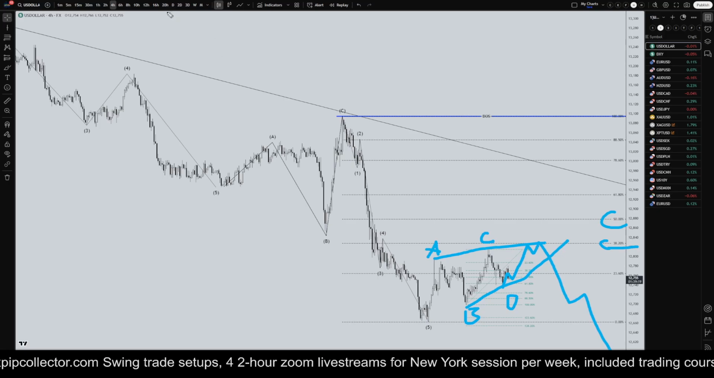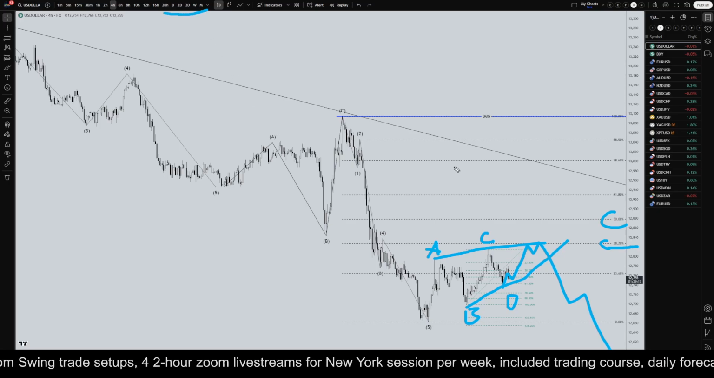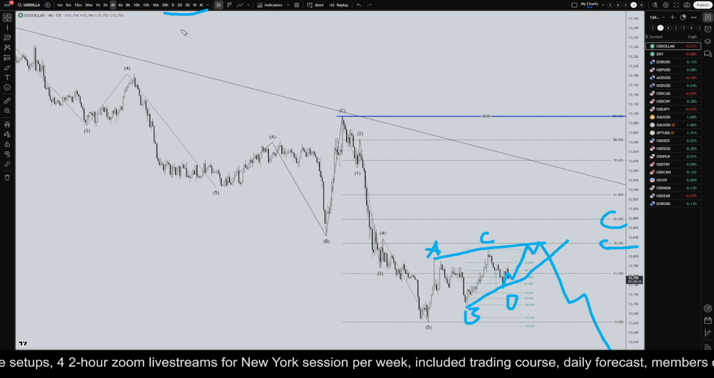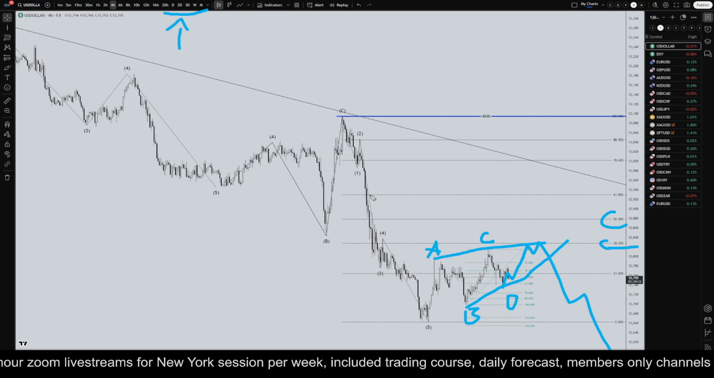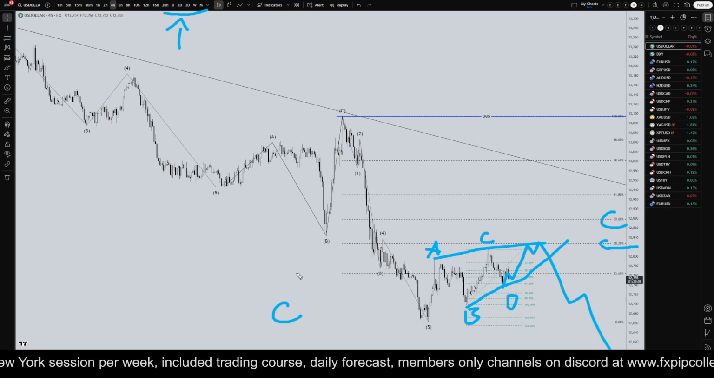Because we have to remember the dollar is definitely still in a downtrend, and I still think there's a lot of downside potential on the very high time frames on the US dollar. I don't think that this wave C on the higher time frames is even close to being over.